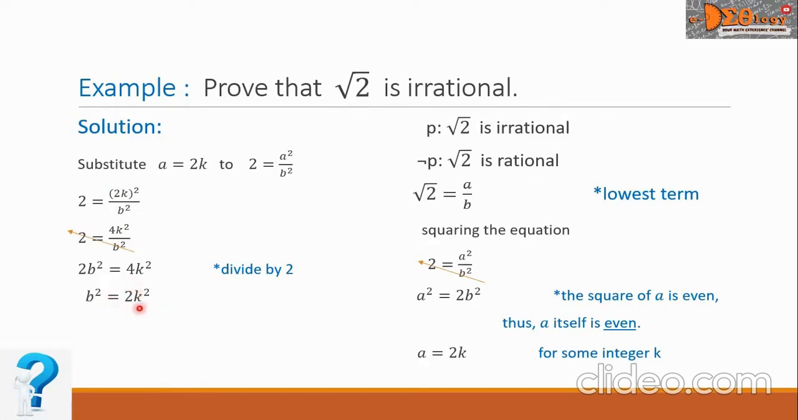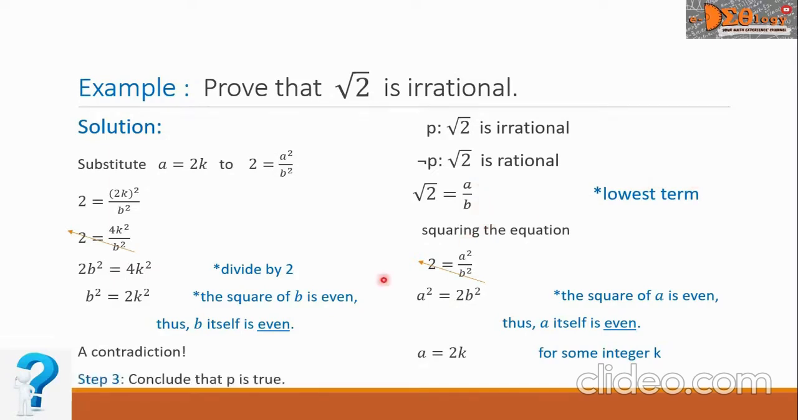The constant 2 on the right side is telling that the square of b is an even integer. Now it follows that b itself is even. It means we found a contradiction. Our computation here tells us that a is even and b is also even. It contradicts our idea earlier that a over b must be in lowest term.